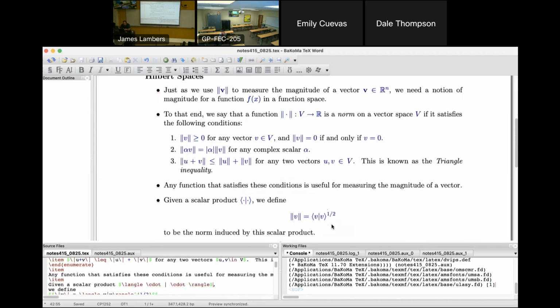And in fact, we have this already for ordinary vectors. If the scalar product in question is the dot product, then the dot product of a vector with itself is the Euclidean length of that vector squared. So we already have an example of that here. You saw it before.